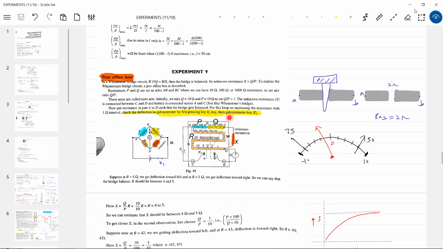Theoretical ideas: for the galvanometer, the zero should be the midpoint of the scale. And next, first the battery key, then the galvanometer key should be pressed here, and these are called ratio arms. With these, you can control the accuracy, or rather the precision.